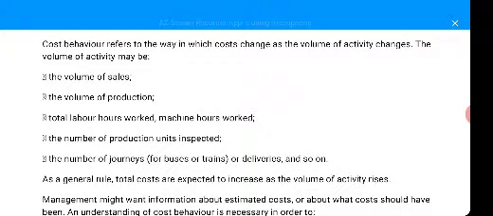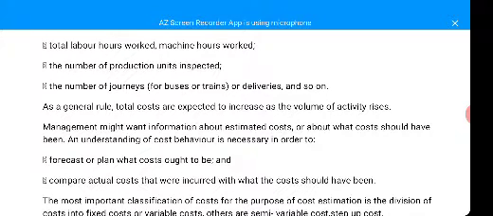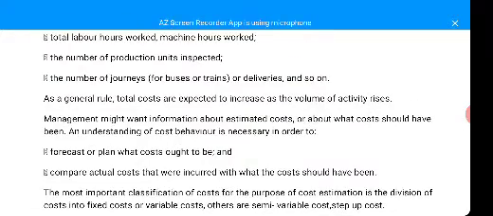Volume of production. So units of production is your activity level. Total labor hours, machine hours at activity level, number of production units inspected, number of journeys by buses or trains, or deliveries, and so on. As a general rule, total costs are expected to increase as the volume of activity rises. And the general rule is that your total cost, which is when you add your fixed cost and your variable cost together, is your total cost. That means the total cost of material will increase if your activity levels increase.